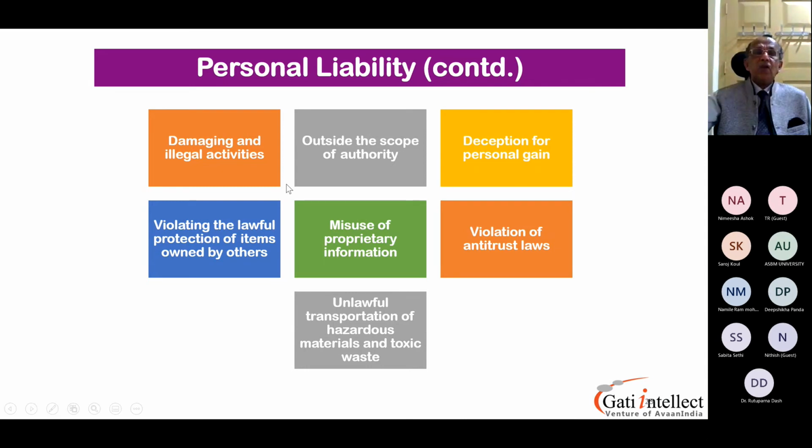Then violating the lawful protection of items owned by others. This is another area which is very, very dicey. So you've got to be very careful as to what you're doing, or you're trying to do something just to please somebody else. No. You've got to be careful. Whose property are you dealing with?